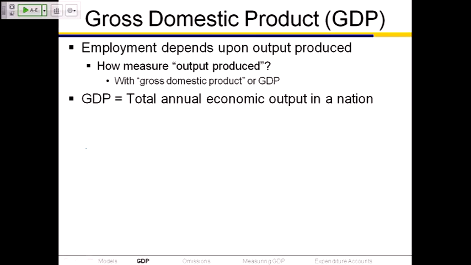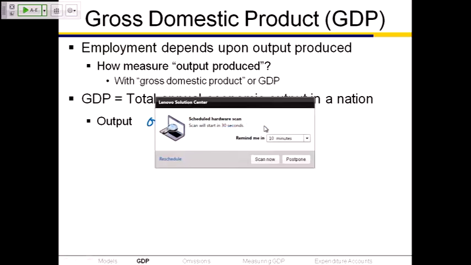So let me unpack that phrase piece by piece. When we say output, we're talking about only final goods and services. Only the final goods and services. Remember, G&S is my shorthand for goods and services. Only final goods and services. We're not going to include intermediate goods or services. We're not going to include raw materials, and we're not going to include used, which is to say previously produced goods.